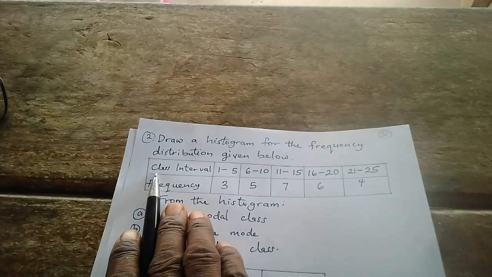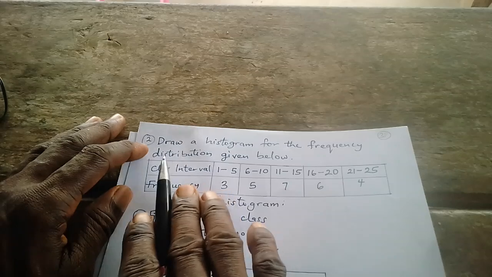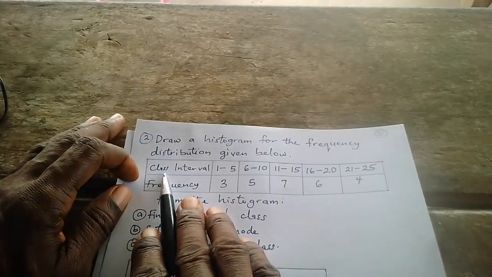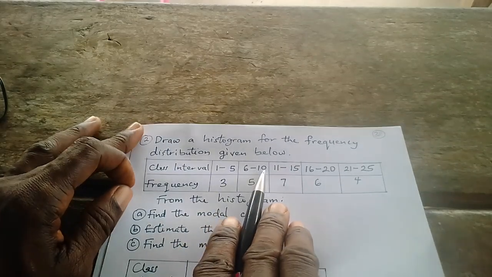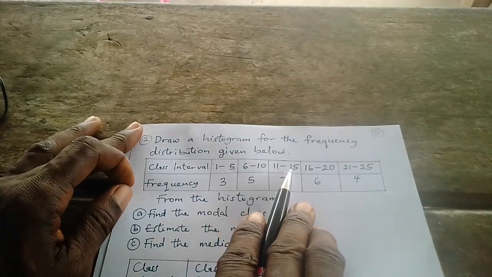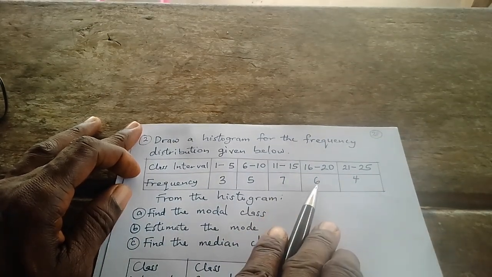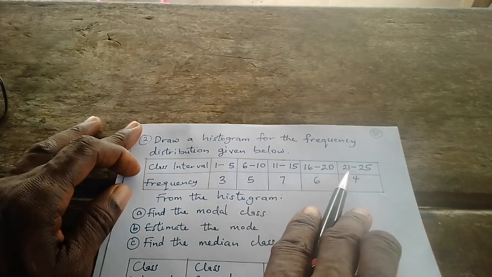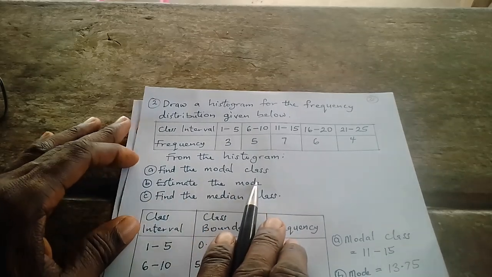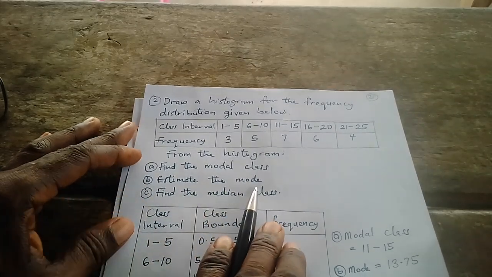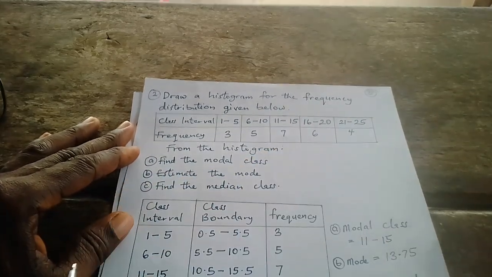The class interval is given from 1 to 5, the frequency there is 3; 6 to 10 is 5; 11 to 15, the frequency there is 7; then 16 to 20, the frequency there is 6; then class interval between 21 to 25, the frequency there is 4. From the histogram, (a) find the modal class, (b) estimate the mode, (c) find the median class. So we are expected to do the histogram for this question.